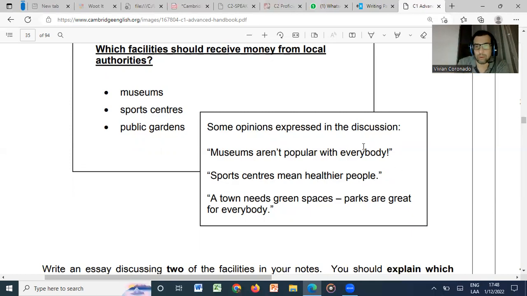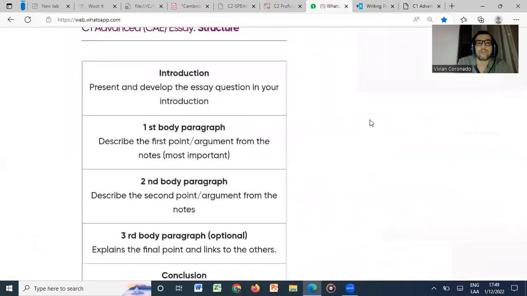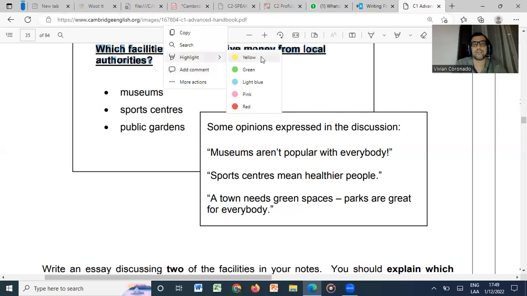What is the format to write an essay? Let me explain it to you here. First of all, the first paragraph is going to be an introduction. So you need to present and develop the essay question in your introduction. So what are we going to be talking about in this first paragraph? Well, the question. In this case, what's the question? Which facilities should receive money from local authorities?